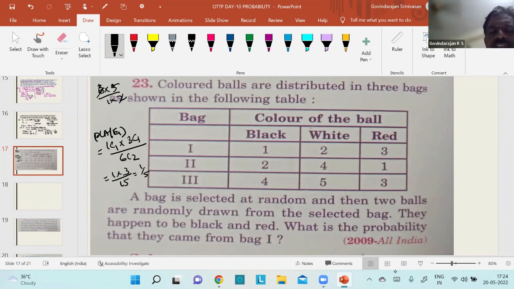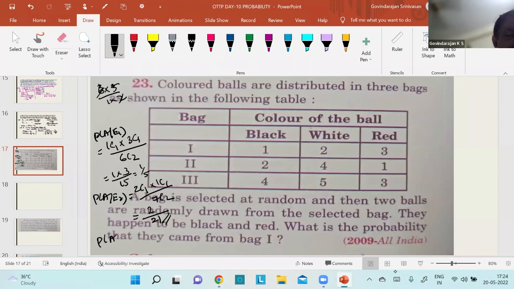What is the probability of A given E2? This is where they find it difficult. 1 black ball and 1 red ball: 1C1 into 2C1 divided by 7C2, since there are 7 balls in total. So 2 into 1, that is 2, divided by 7C2, which is 7 into 6 by 1 into 2, that is 21. So 2 divided by 21.